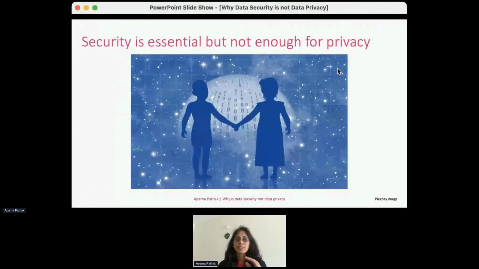Security is essential. I would say it's very, very essential. But it is not enough for your privacy compliance. And that is where security and privacy, they need to work hand in hand for the data protection. And it is very important that both these teams work together for an implementation of protection.